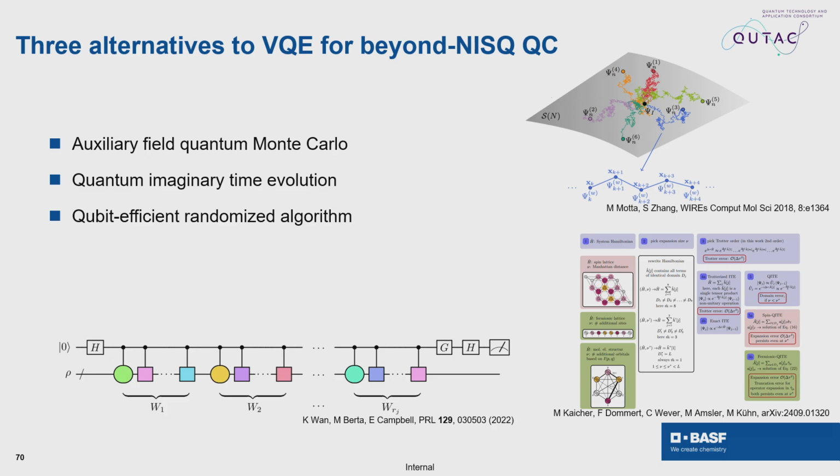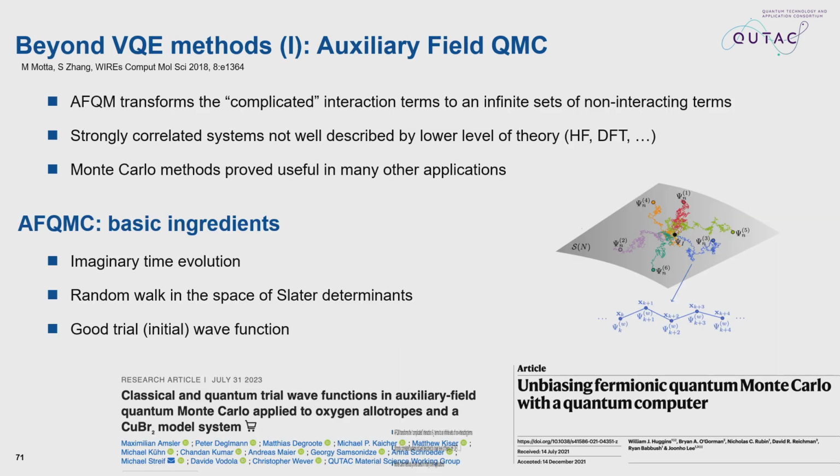I will briefly describe three of them. The first one is a quantum-enhanced version of a Monte Carlo technique. The second one is quantum imaginary time evolution. And the third one is very recent; it belongs to a class of algorithms called randomized algorithms. So let me start with the first one.